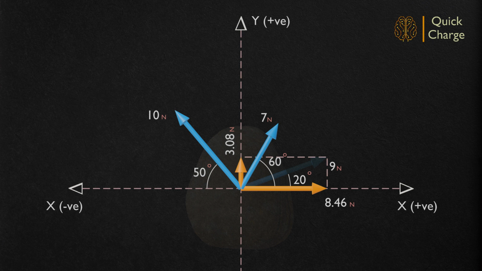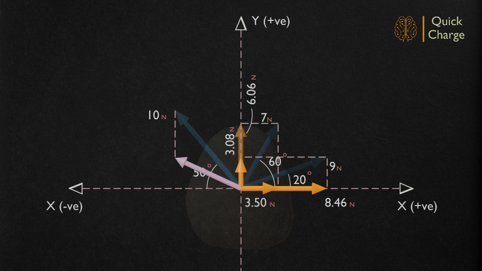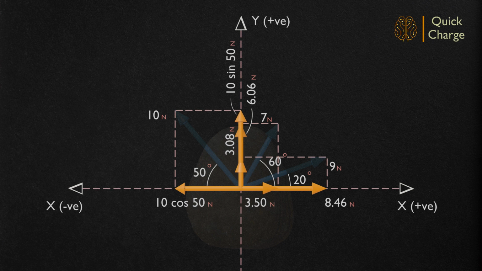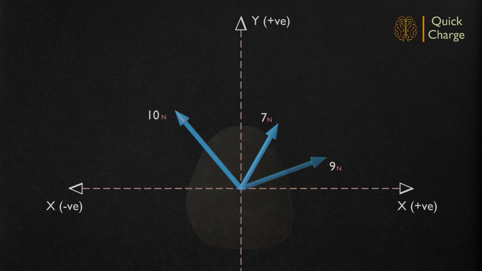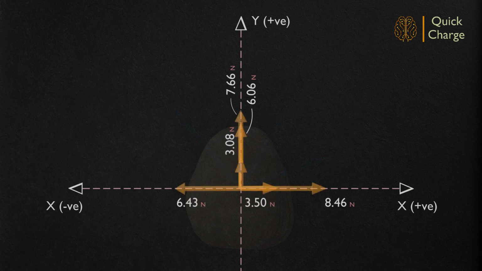Similarly, 7 Newton can be resolved into 7 cos 60 along the horizontal axis and 7 sin 60 along the vertical axis. 10 Newton yield 10 cos 50 as the horizontal component and 10 sin 50 as the vertical component. Here, the angle considered is with respect to the negative direction of x-axis. The direction of the components need to be considered accordingly.